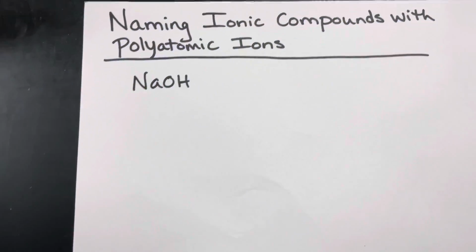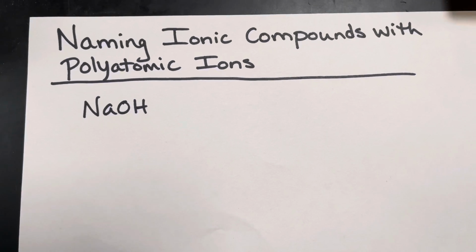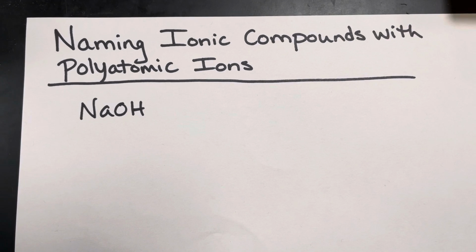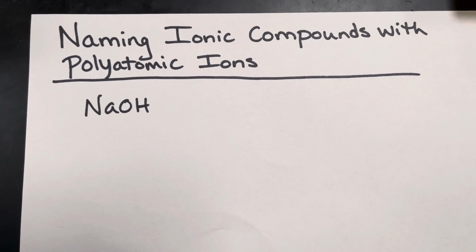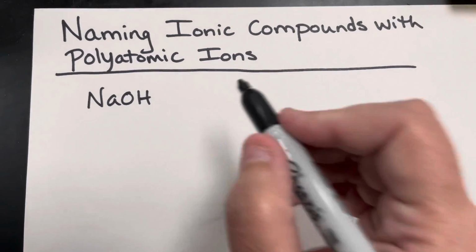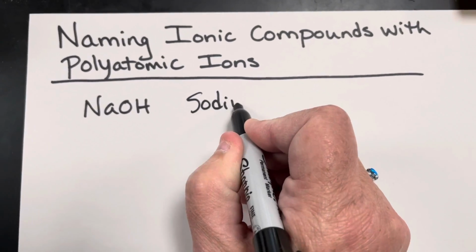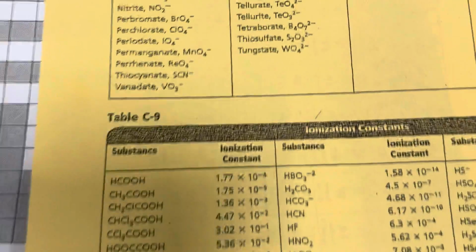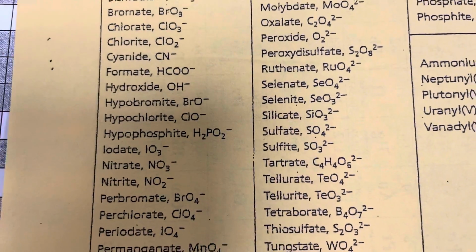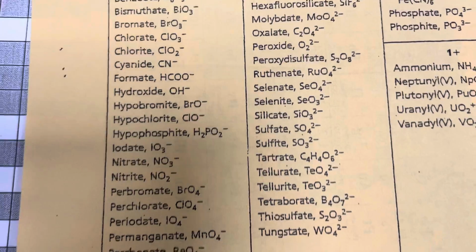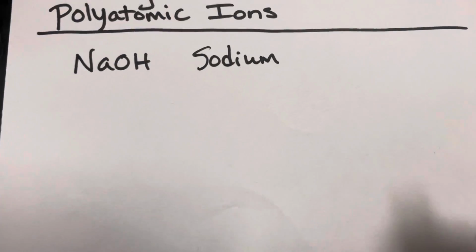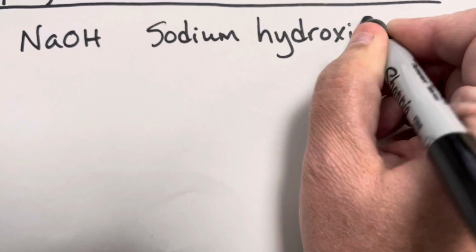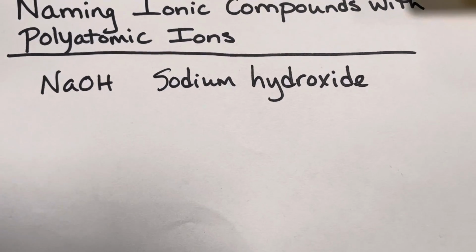So when we go to name these things, you know how with the binary compounds we change the ending to "ide" for the second element? We don't have to do that anymore. We look at whatever the metal is, which is the first thing, so that's sodium. Na is sodium. And then we said that the OH is hydroxide. So when we go to name this thing, we just say sodium hydroxide. Okay.